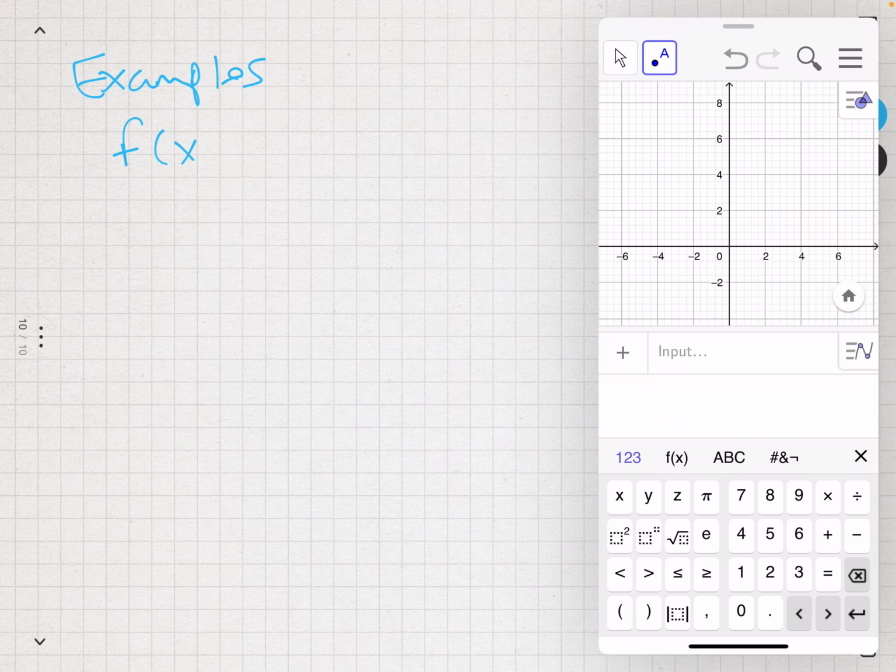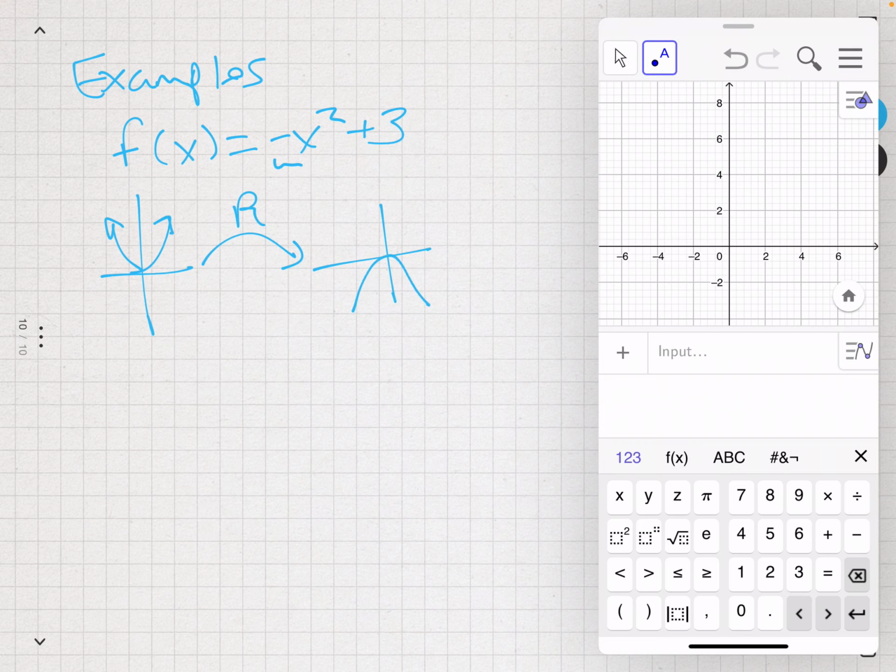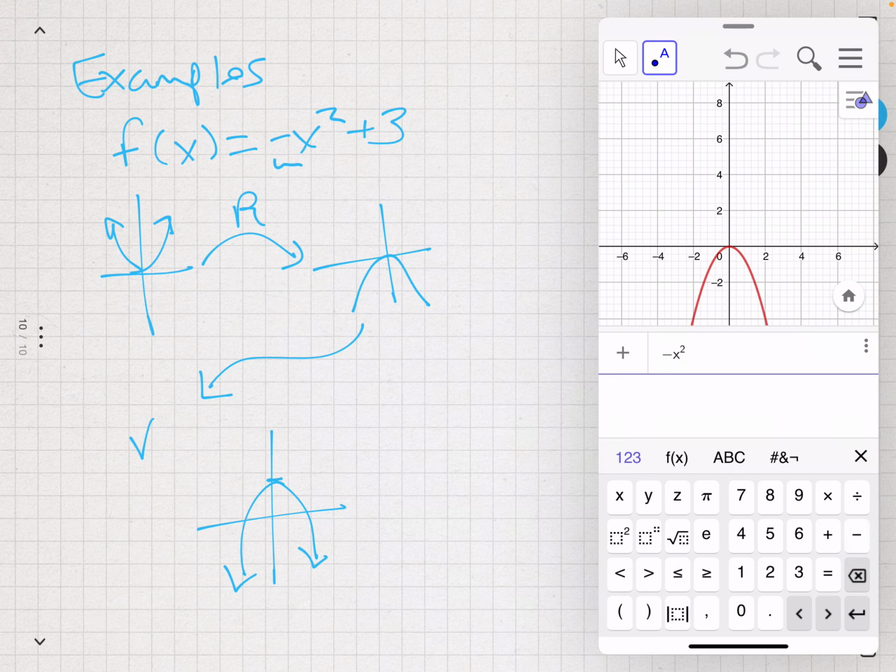f of x equals negative x squared plus 3. So first we have our library function, x squared. And then we have a reflect because of this minus 1. And so instead of opening up, it opens down. And then we have a vertical shift, where we go up 3. So it should look something like that. So if our function is negative x squared plus 3, looks pretty spot on to me.